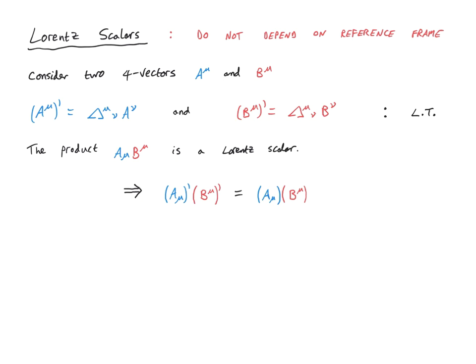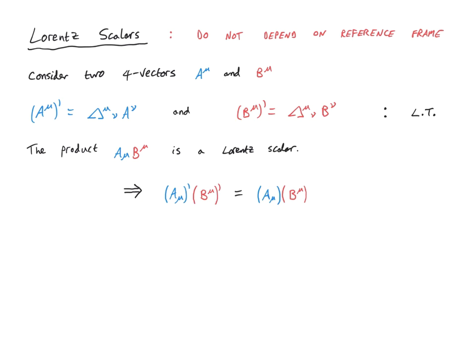Now, if that's to be so, then it means that this object, this product, should be the same in one reference frame as in another reference frame. If I write these 4-vectors down in a given reference frame, as I have done here, A and B, then I can transform to a primed reference frame, a different reference frame, moving relative to the first one with a constant velocity v.